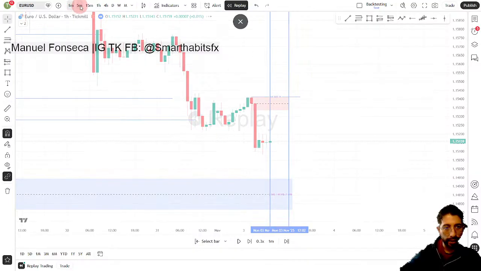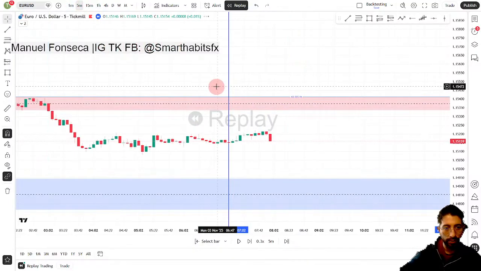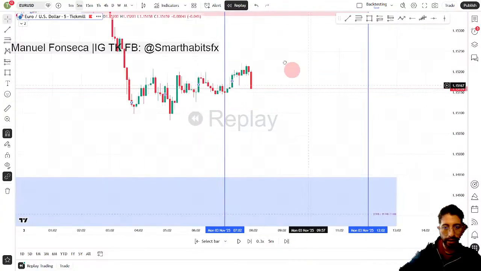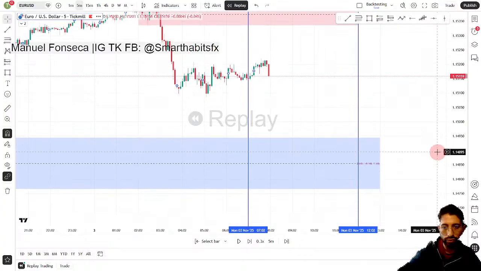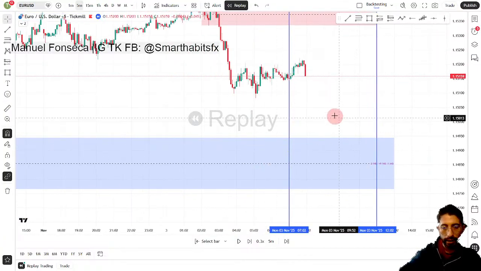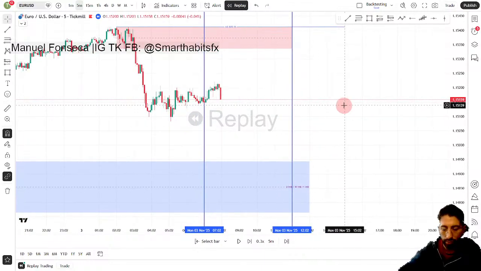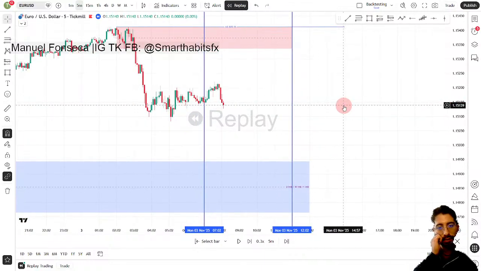With that being said, I will wait patiently for the price to even get to this buying area or this selling area, okay, which is a demand zone and a supply zone. So let's wait patiently and see what happens. This is what I actually do in the market.